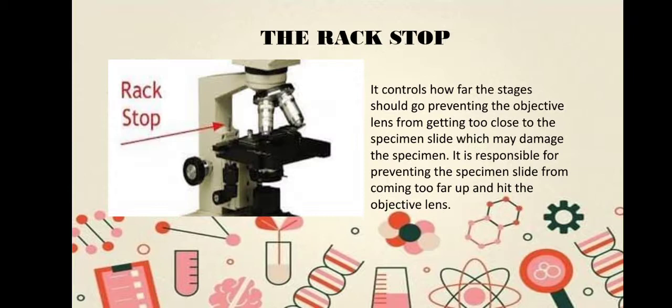And lastly, the rack stop. It controls how far the stage should go, preventing the objective lens from getting too close to the specimen slide, which may damage the specimen. It is responsible for preventing the specimen slide from coming too far up and hitting the objective lens. And those are the parts of a microscope.